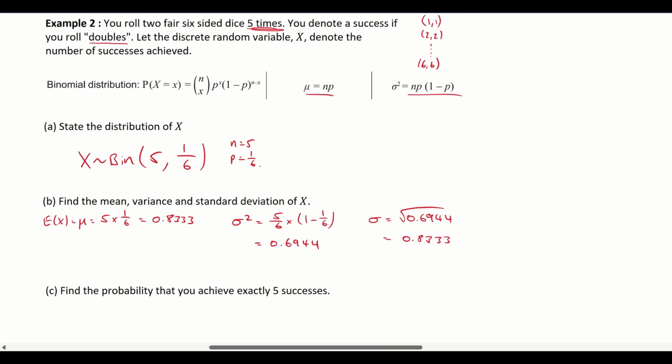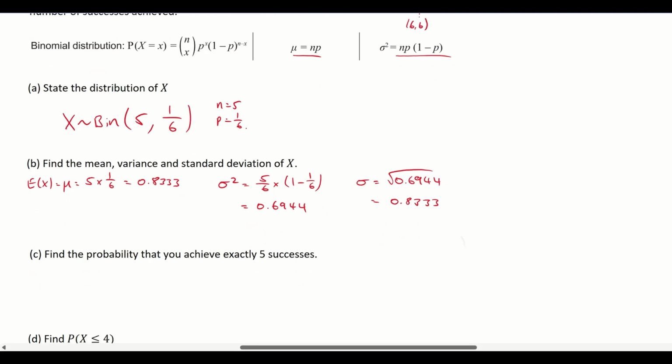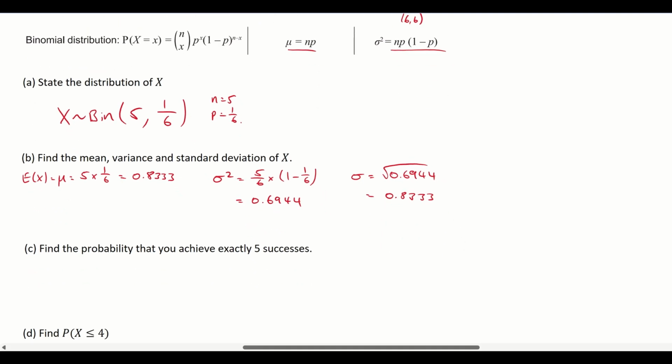Okay, find the probability that we achieve exactly 5 successes. So the probability of a success is only 1 out of 6, so not very likely, and we need to do this 5 times in a row. So we're already thinking that our answer is going to be pretty small. So let's keep that in the back of our mind, because that's going to help us check whether what we get makes any sense. So the probability that x is 5, so we actually get 5 successes in a row.